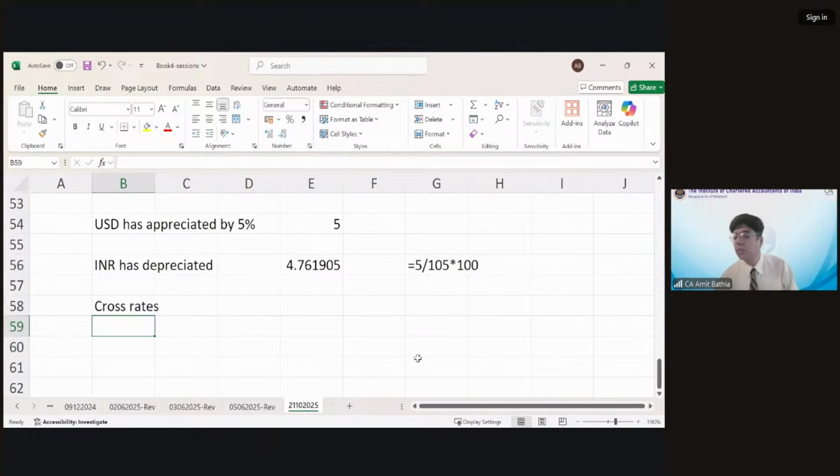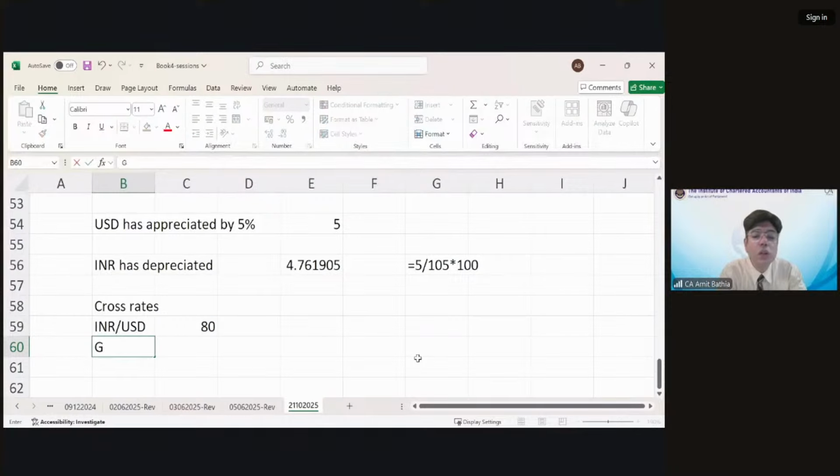What do you mean by cross rate? Say, for example, I have been provided that INR to USD rate is, say, for example, 80 rupees. Yes, INR to USD is 80 rupees, right? Further, we are told that GBP to USD is, say, for example, 1.75.